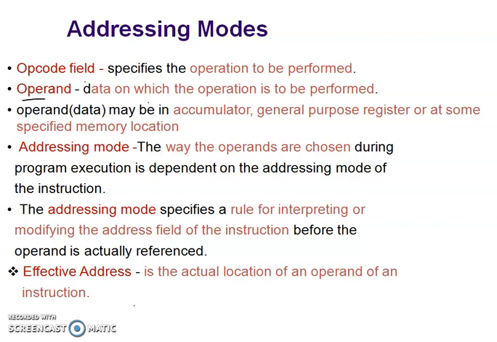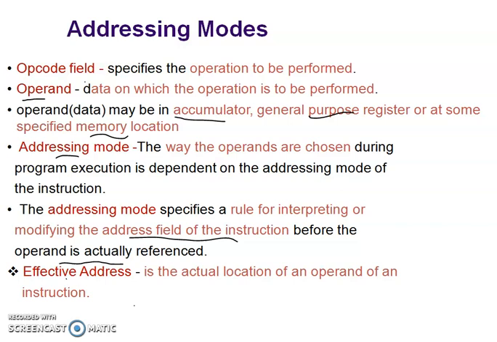This operand can be obtained either from the accumulator, a general purpose register, or from some memory location. Then addressing mode is a way in which the operands are chosen during program execution. Based on the addressing mode being used, it determines whether the operand has the address value, the data value, or any other numeric value, so that you will be able to understand when we start with the instructions. The addressing mode specifies a rule for interpreting or modifying the address field of the instruction before the operand is actually referenced.